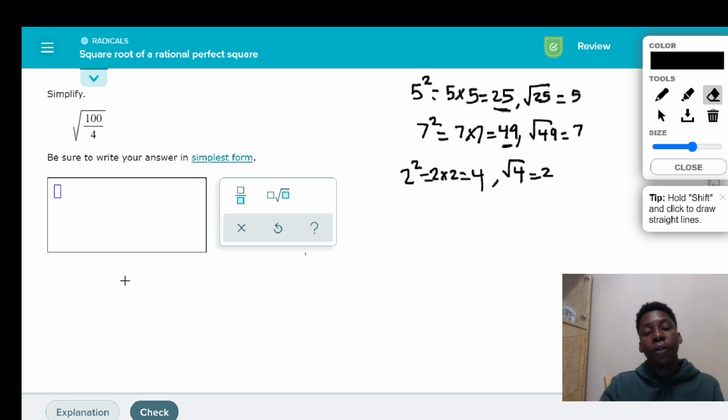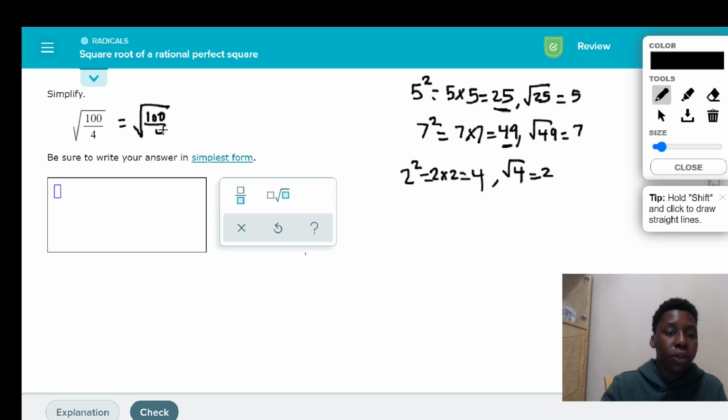Remember, the first step that you're going to take in this question is you're going to ask yourself, what number is divisible at the top that can also divide the bottom? You're not going to do anything else. Just the first step: what number is divisible at the top here, at 100, that can also divide 4 at the bottom? So let's ask ourselves. This is the same thing as saying the square root of 100 over 4.